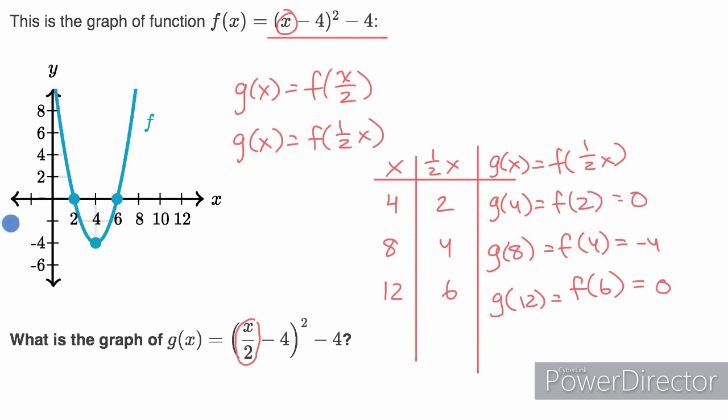So then we can plot these points and we get a general sense of the shape of the graph. So let's see, g of 4 is equal to 0. g of 8 is equal to -4, all right, over there. And then g of 12 is equal to 0 again. So everything has been stretched out. It's been stretched out, at least in the horizontal direction, is one way to think about it. In the horizontal direction.